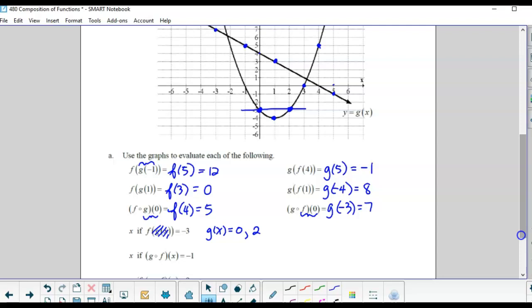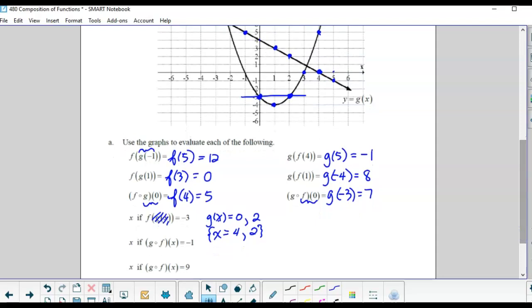So now we have to find the x values that give us a y value of 0 and 2 on g. So y value of 0 gives us x equals 4, and a y value of 2 gives us an x value of 2. So those are your 2 values. Okay. So you're working backwards in these.